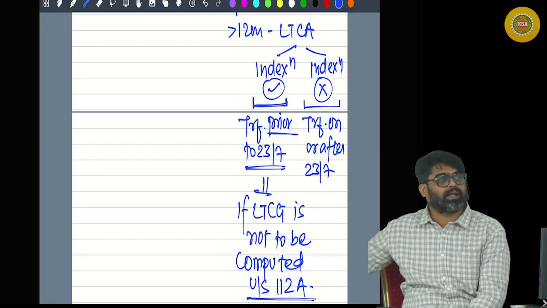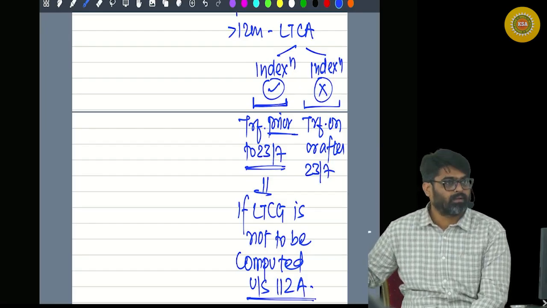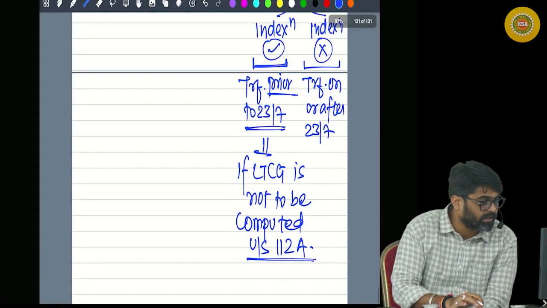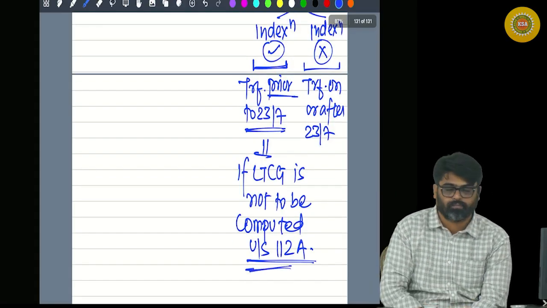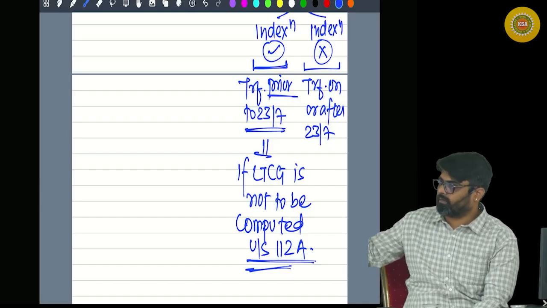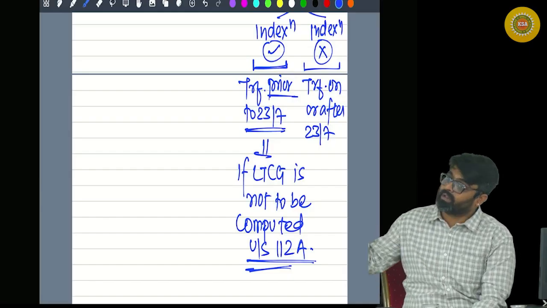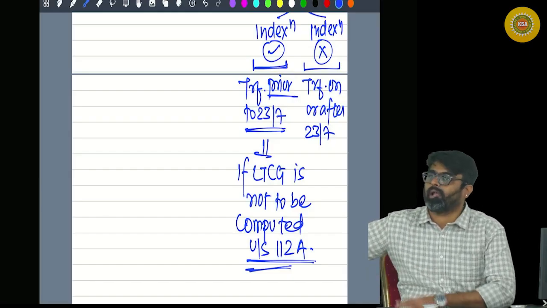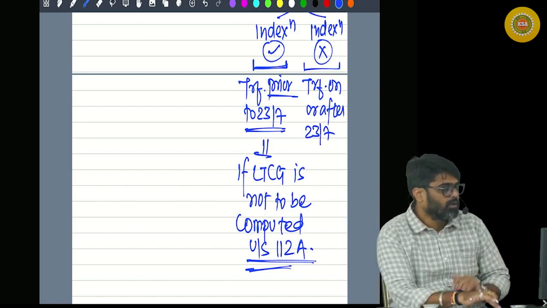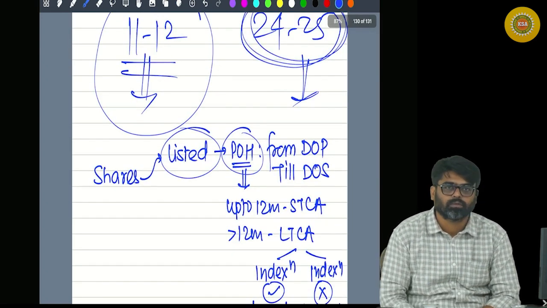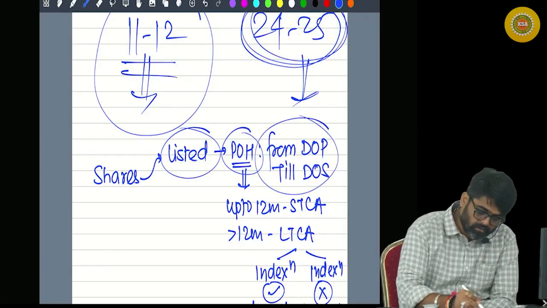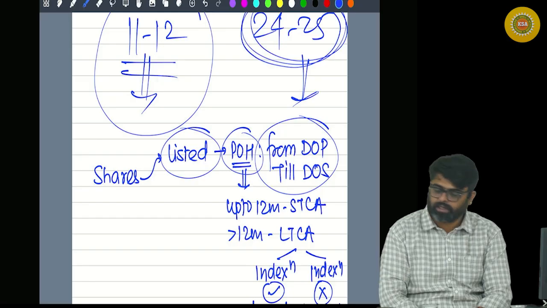I am taking the indexation assuming that the long-term gain is not to be calculated under section 112A. Getting my point? And if the long-term capital gain was already covered by 112A, then even if the asset was transferred prior to 23rd July, I was not supposed to get any indexation. Got it, sir? So what were these shares? Listed. Listed shares, how much period of holding? From which date to which date? Date of purchase to date of sale.